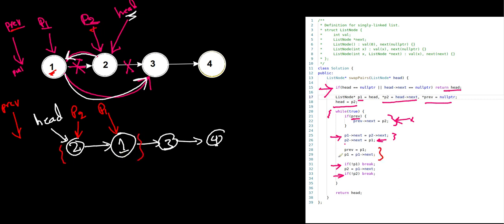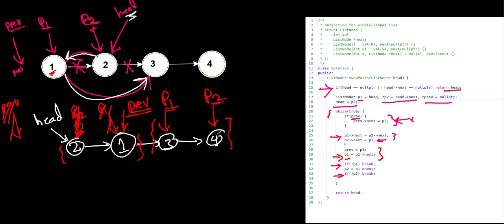Now let's do this: previous equal P1. So we make previous equal P1 to be ready for the next iteration. P1 equal P1 of next. So this is P1 of next, and we make P1 point to this node. P2 equal P1 of next. So this is P1 of next. Now see this order again: previous, P1 points to the first node in the pair, P2 points to the second node in this pair, and we are ready for the next iteration.